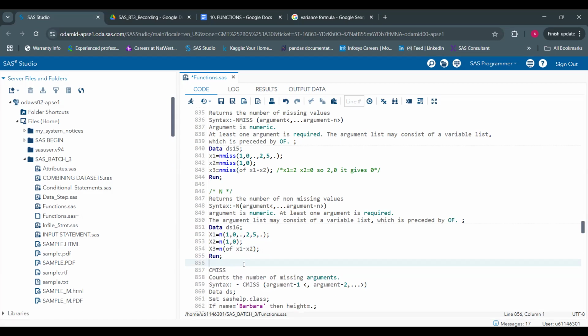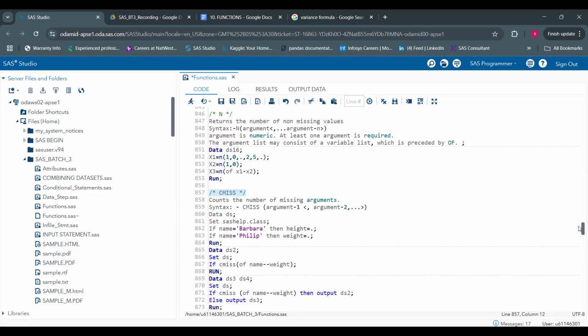So cmiss is another character function that counts the number of missing arguments, in terms of character values. nmiss counts the number of missing values in terms of numeric values. cmiss counts the number of missing values in terms of characters.